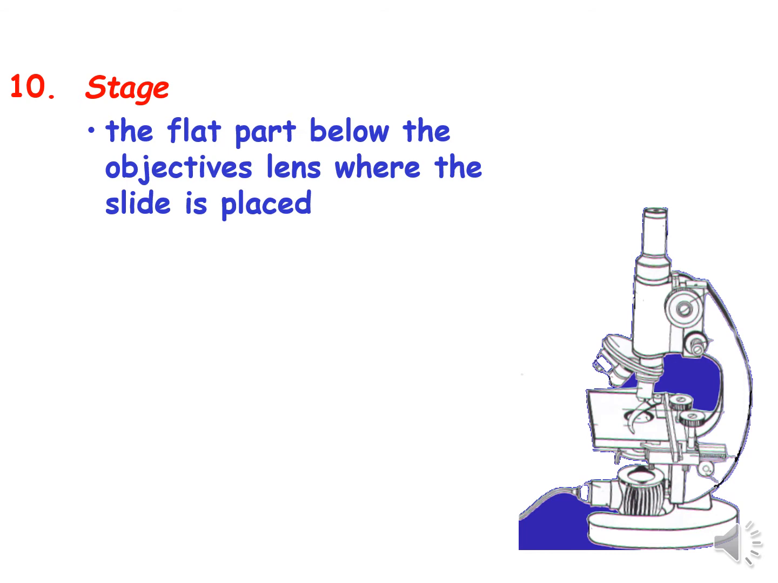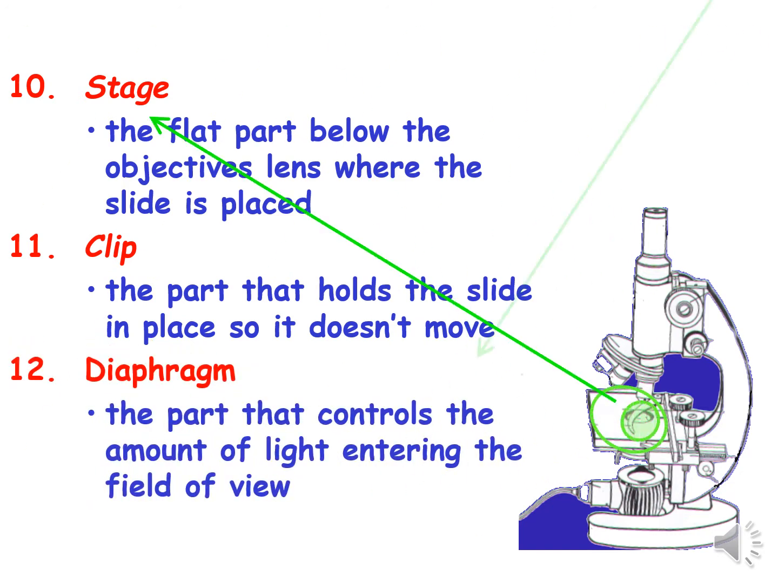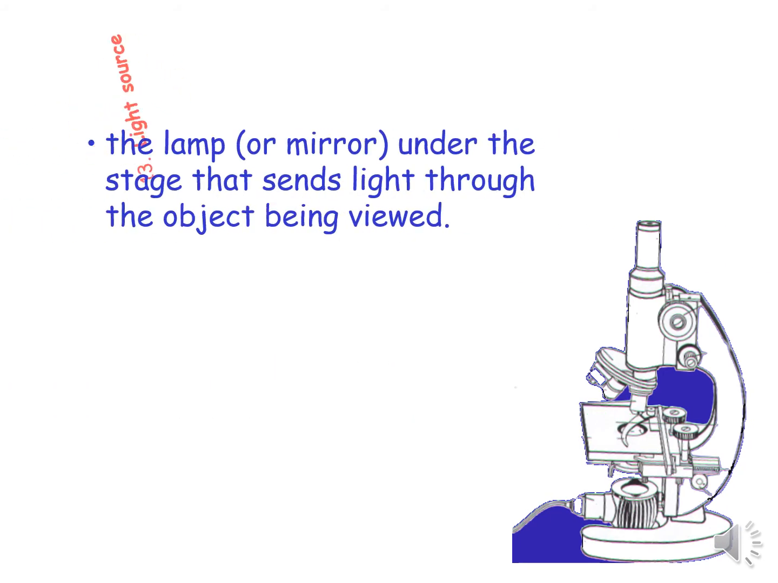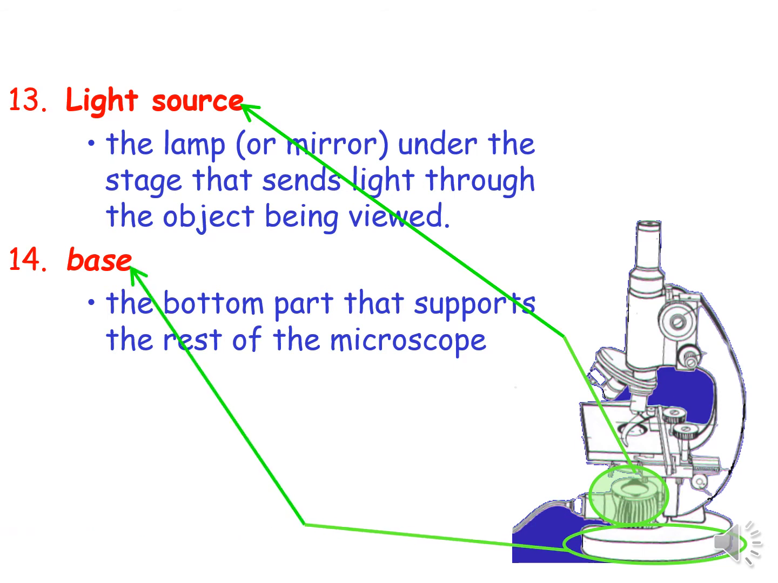Stage is the flat part below the objective lens where the slide is placed. Clip holds the slide in place so it doesn't move. Diaphragm controls the amount of light entering the field of view. Light source, under the stage, sends light to the object being viewed. Base is at the bottom part that supports the rest of the microscope.